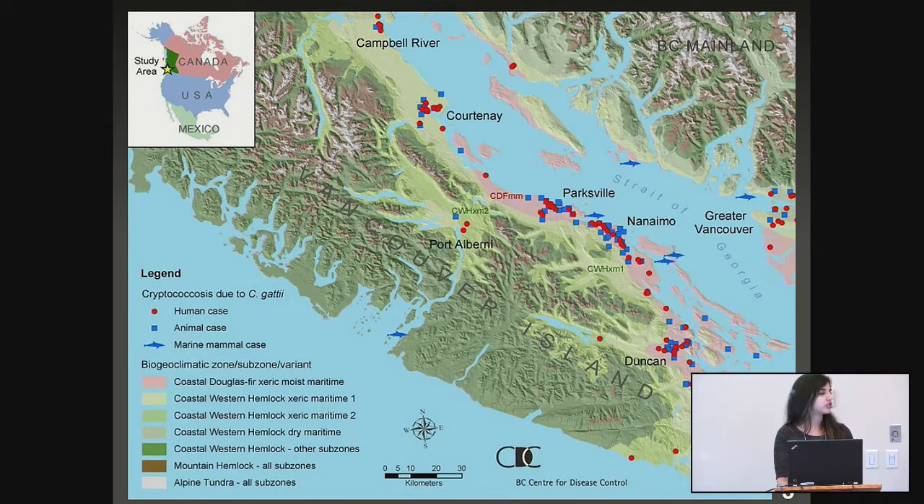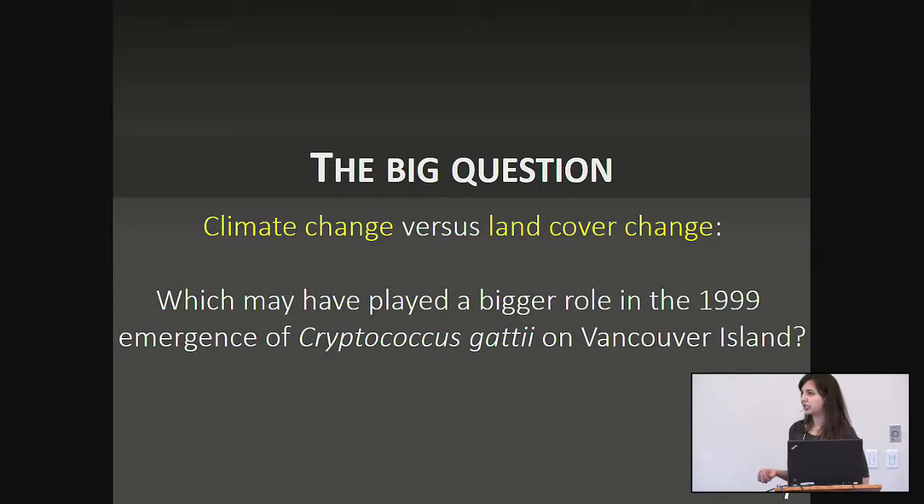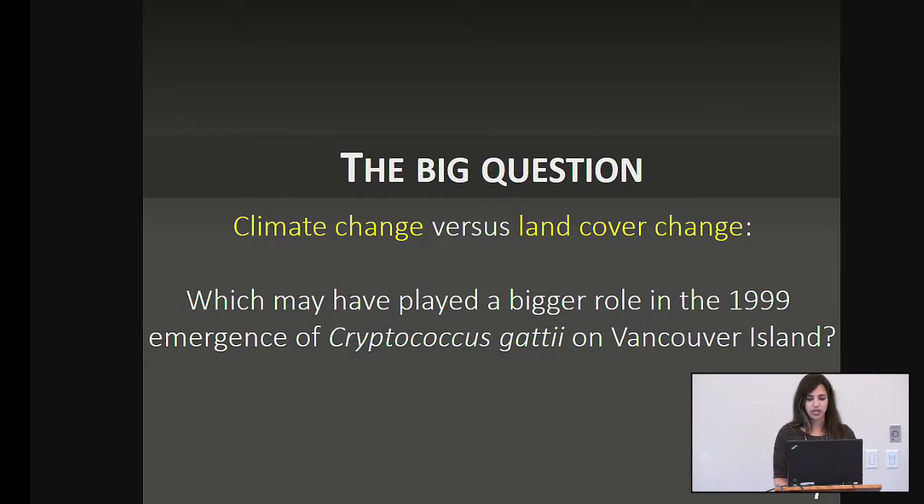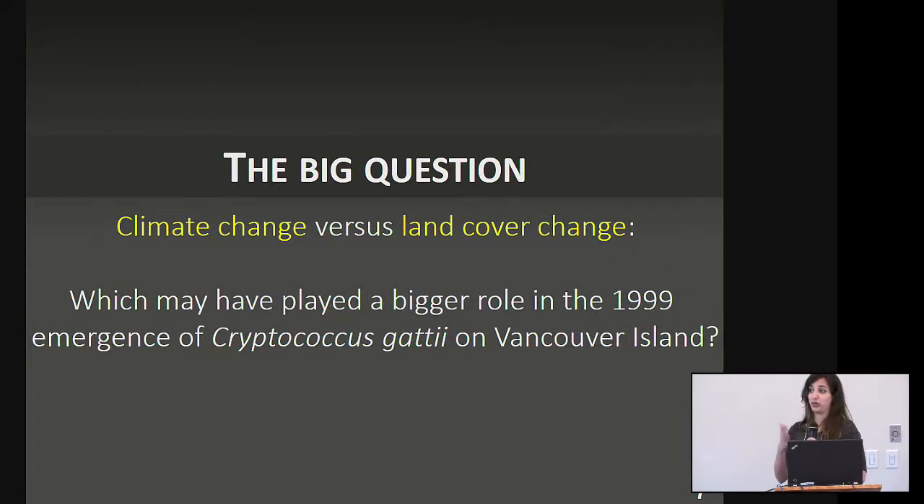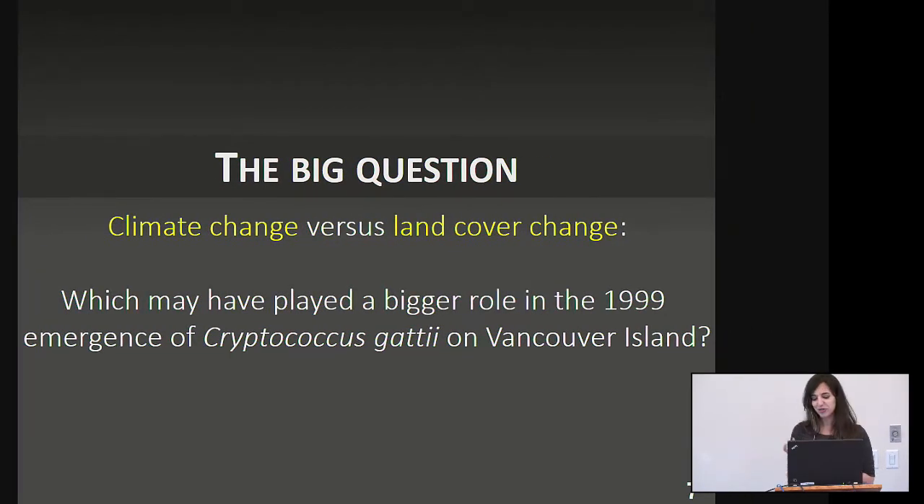There are a lot of questions that are raised when we've seen this outbreak. The overarching question for my thesis is looking at climate changes, and this includes climatic oscillations in general, and land cover change, which may have played a greater role in the 1999 emergence of C. gattii on Vancouver Island. At this stage, I'm not really all that interested in which one's bigger or more important than the other. I just want to see, is there any link at all? Finding any link right now would be really exciting.